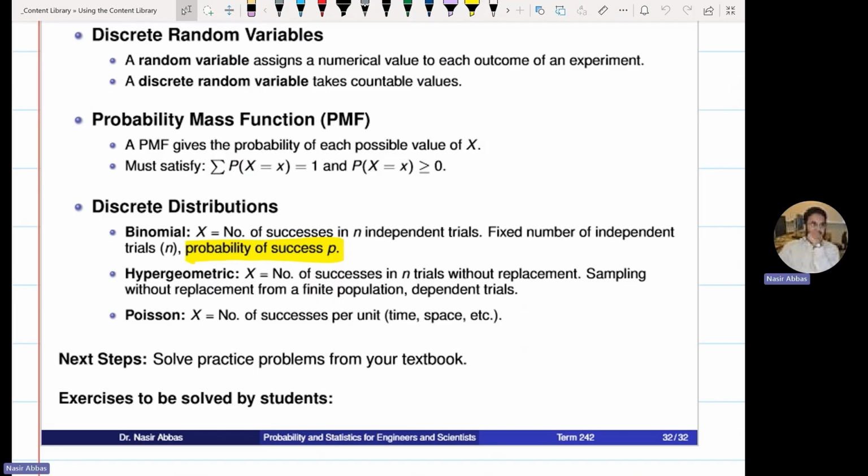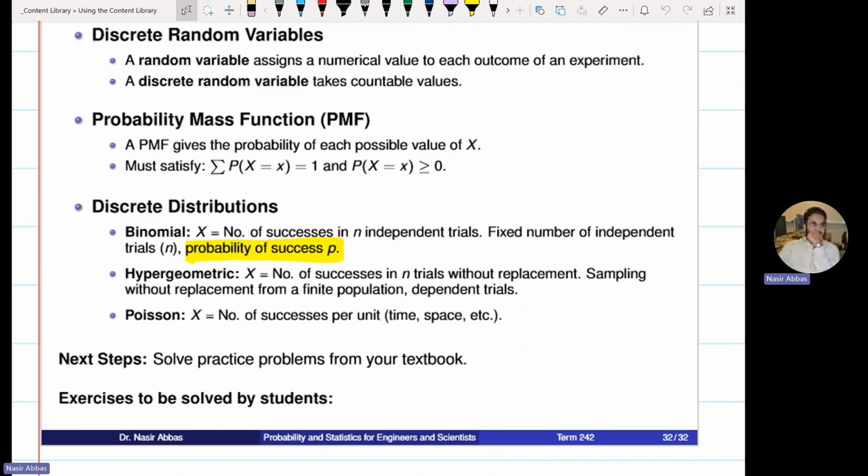Then we moved on towards some special distributions, special discrete random variables. These discrete random variables are so commonly used in practice that they are given special names. One of them is a binomial random variable, one of them is a hypergeometric random variable, and one of them is a Poisson random variable. These are types of discrete random variables that we find so much application for in real life that we have given them special names.